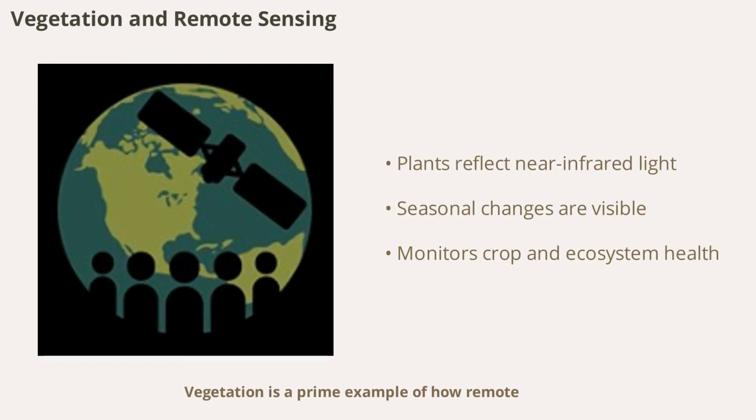Vegetation is a prime example of how remote sensing reveals information invisible to the naked eye. Pigments in plant leaves absorb visible red light, while the leaves reflect near-infrared light, which we can't see. As plants grow and change throughout the season, their reflectance properties shift. By measuring these changes, satellites can assess plant health, monitor agricultural productivity, and track ecosystem dynamics. This is why healthy vegetation often appears green in satellite imagery, while stressed or senescent plants show different colors.